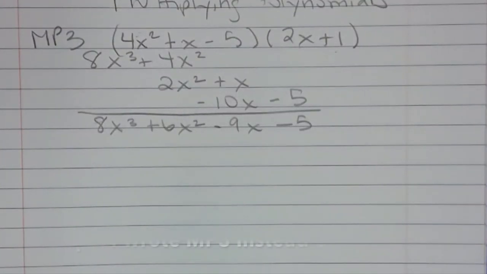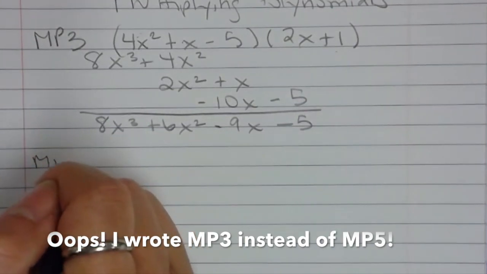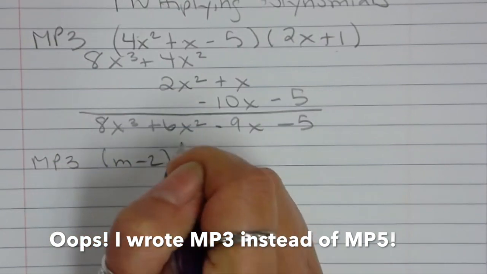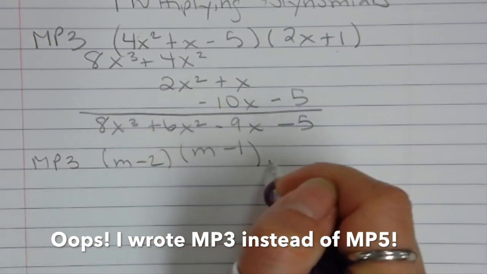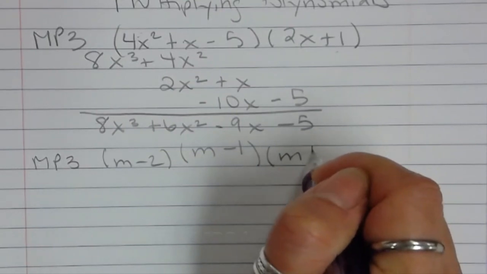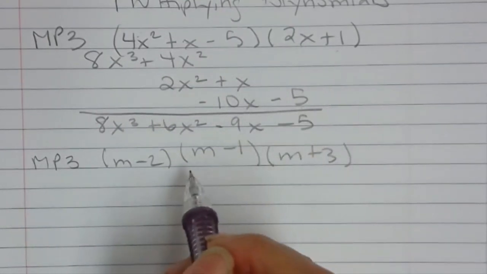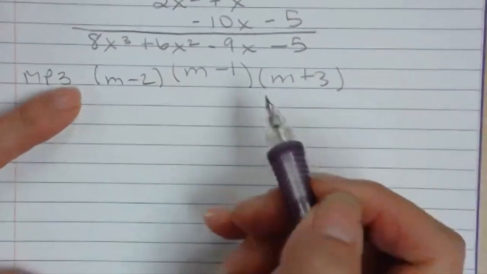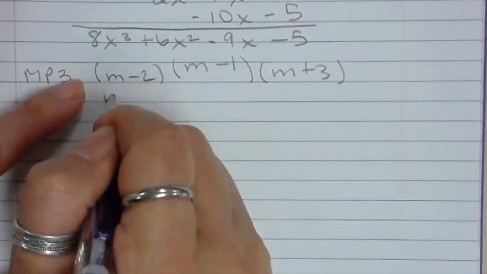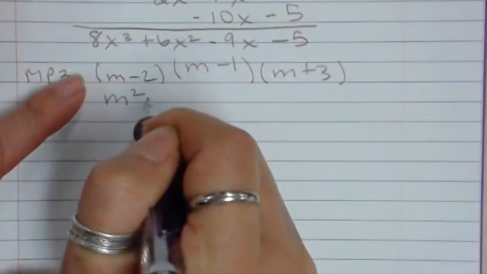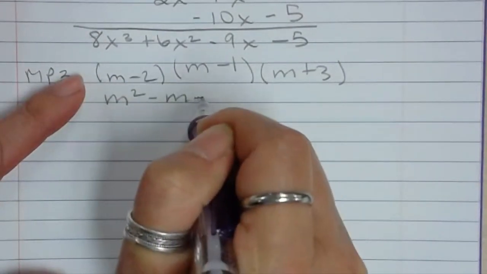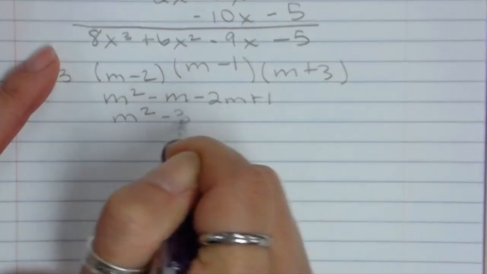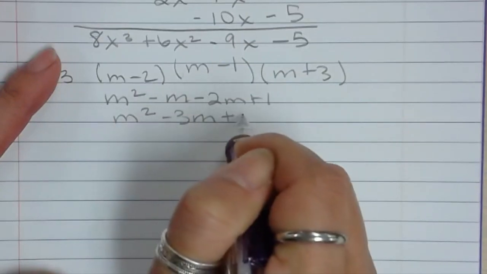So the next one that I'm going to do is monitoring progress 5 that has 3 polynomials. m minus 2, m minus 1, oops, m plus 3. Okay, I'm going to multiply these two terms first. So, foiling it, as some of your teachers may have taught you, m squared minus m minus 2m plus 1. Collect like terms, m squared minus 3m plus 2.